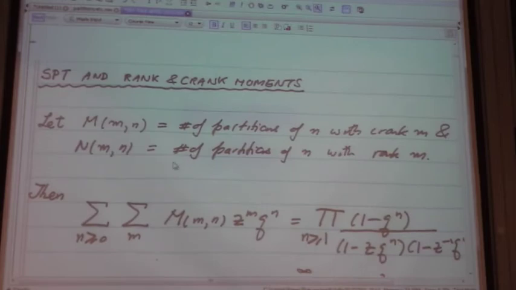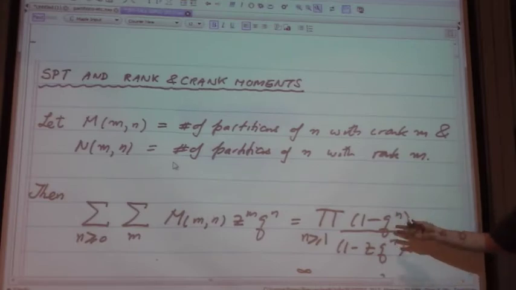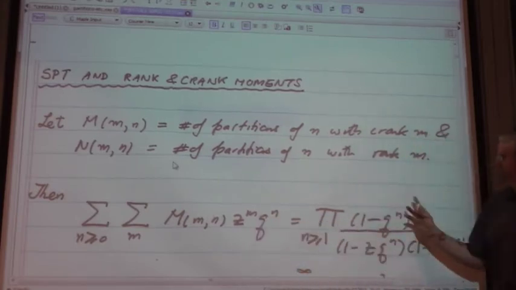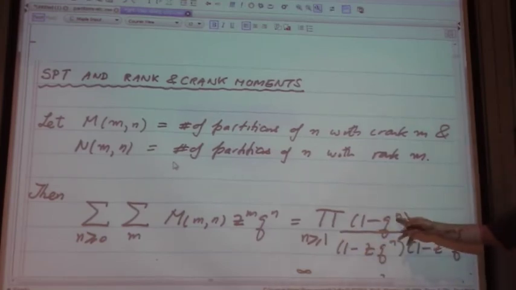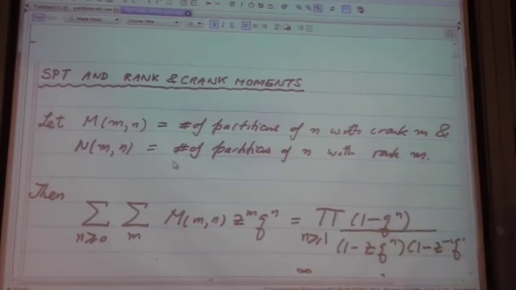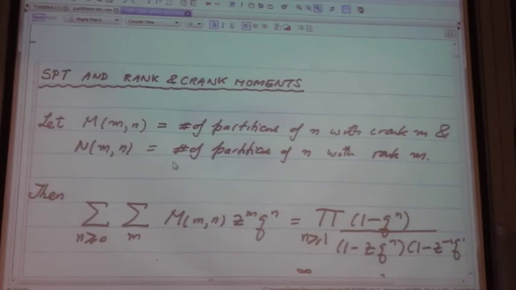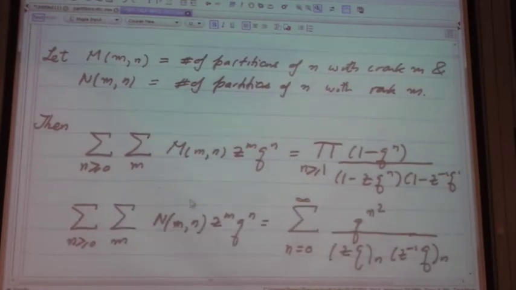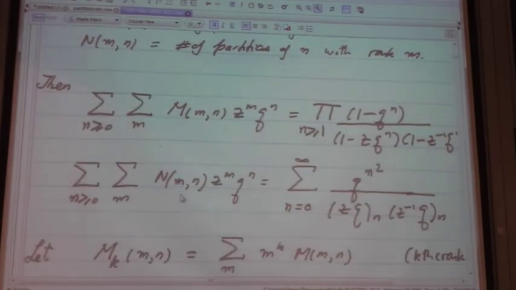Frank is famous for introducing the crank as an analog of the rank of Dyson, solving a 50-year-old problem. So one way to think of these coefficients is through this generating function here, which is an infinite product on the top and two infinite products on the bottom. And I've mentioned this one here before.